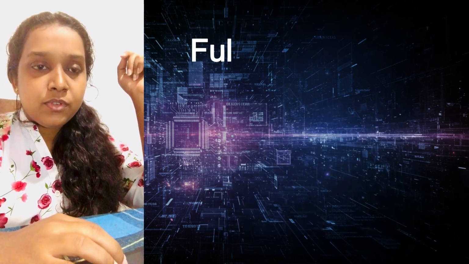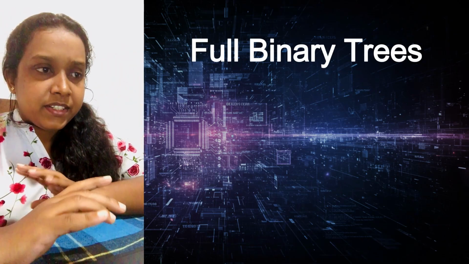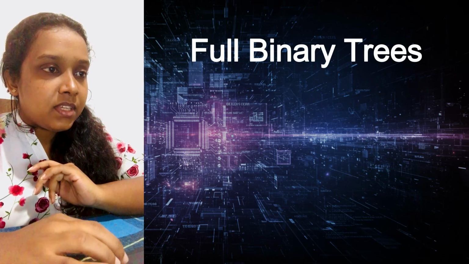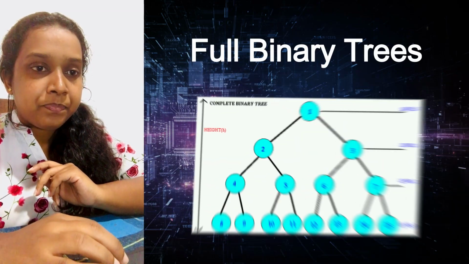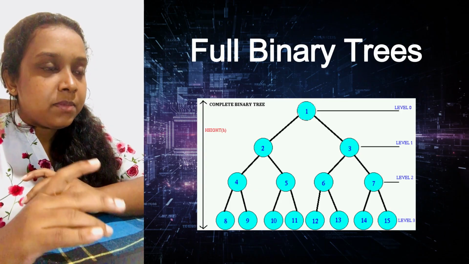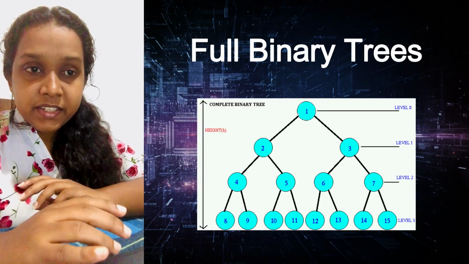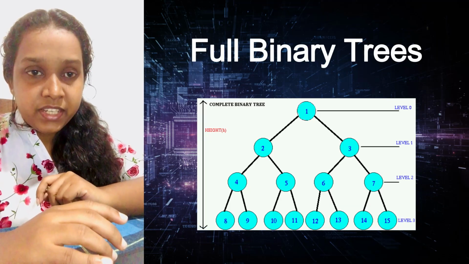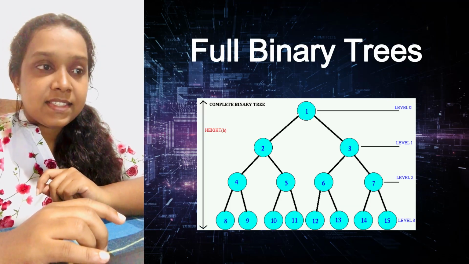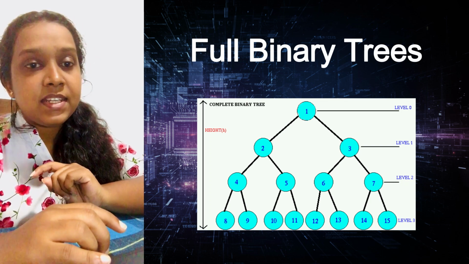Let's talk about full binary trees now. What is a full binary tree? You can see the same image as before here. This is a full binary tree. So what makes this a full binary tree? A binary tree is a full binary tree if and only if each non-leaf node has exactly 2 child nodes and all leaf nodes have identical path length.